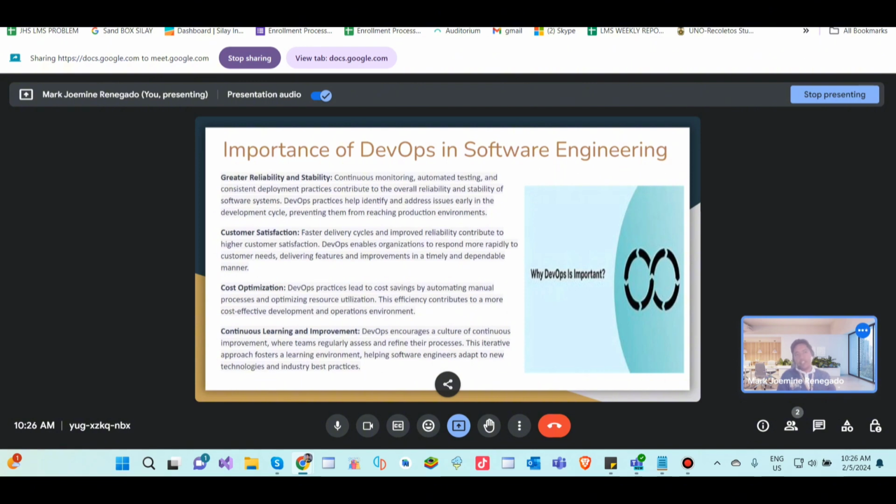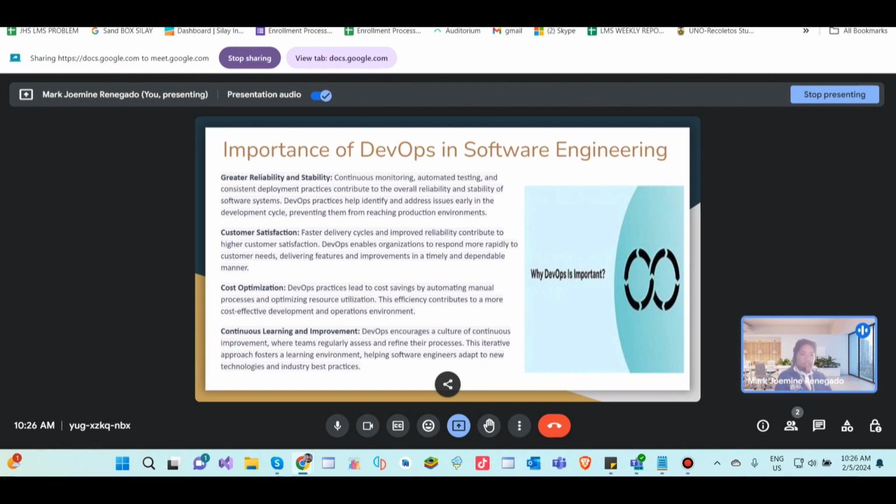So next is customer satisfaction. So faster delivery cycles and improved reliability contribute to higher customer satisfaction. So DevOps enables organizations to respond more rapidly to customer needs, delivering features and improvements in a timely and dependable manner.